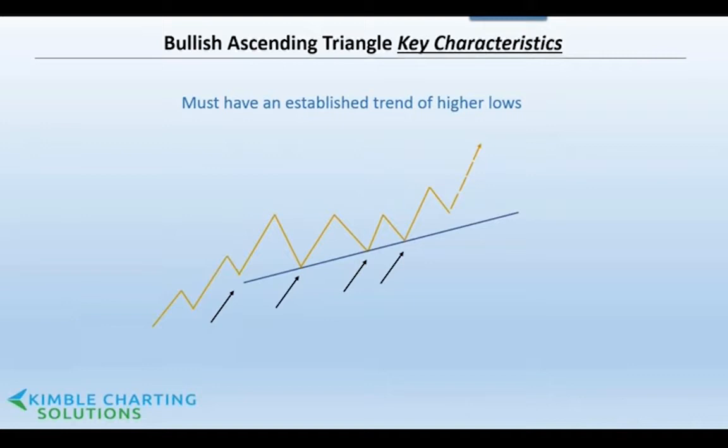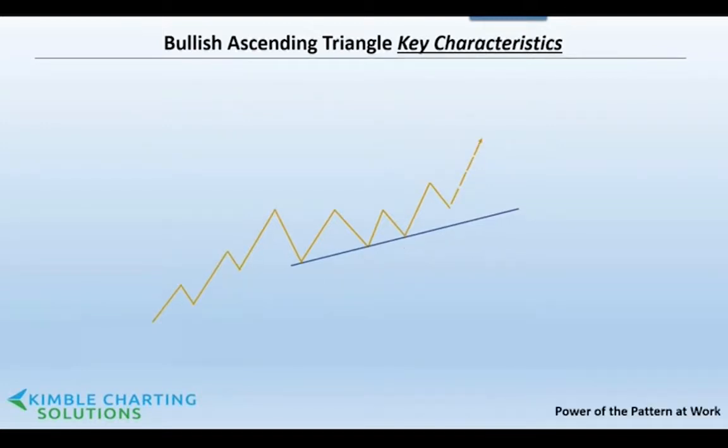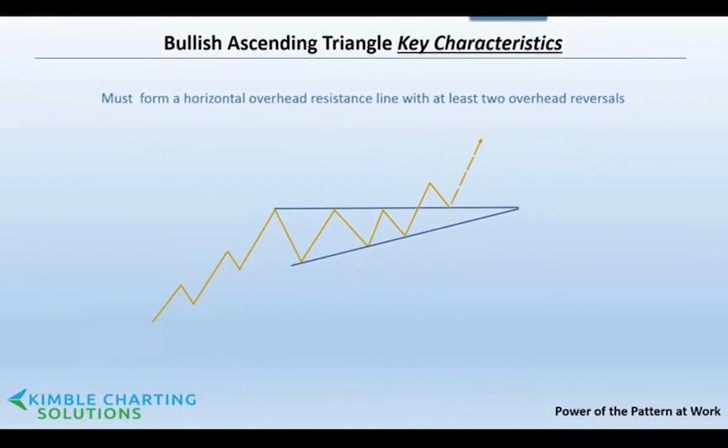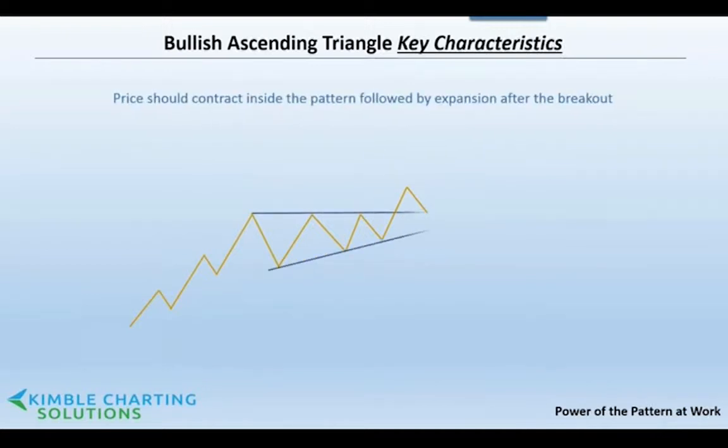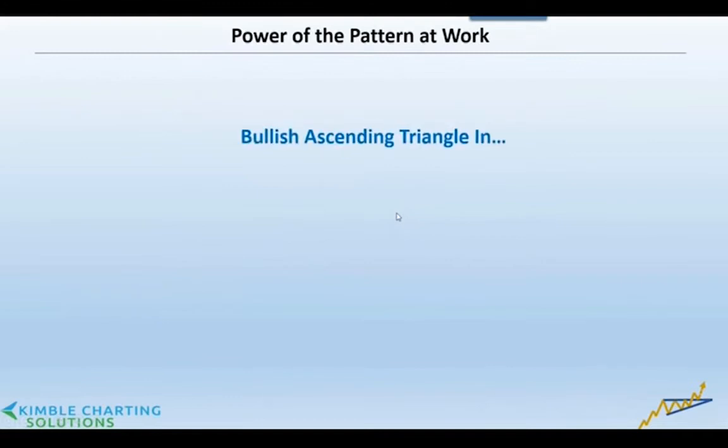We need to have a series of higher lows taking place. We also must have a horizontal overhead resistance line that has touched resistance at least two different times. Another key characteristic is that the price should contract inside of the pattern, followed by an expansion on the breakout. And these patterns can take advantage also of the old resistance by breaking out and coming back and testing it as new support.